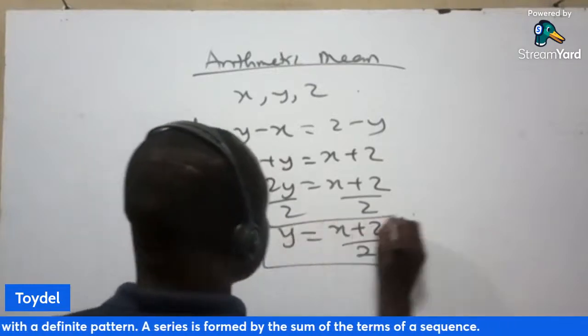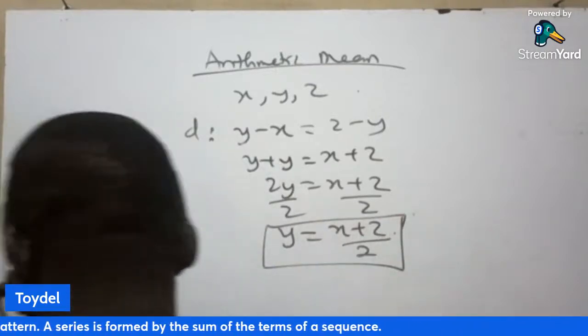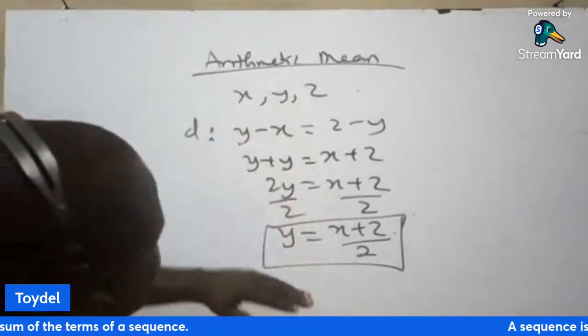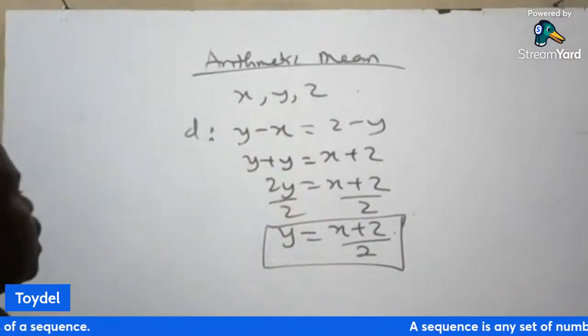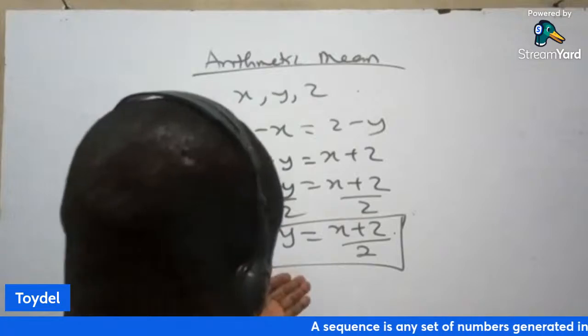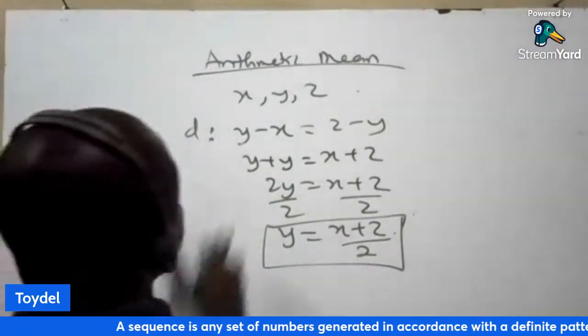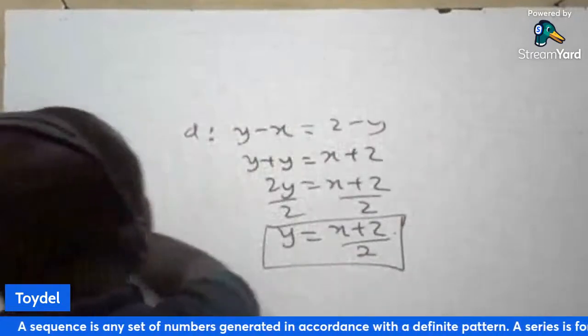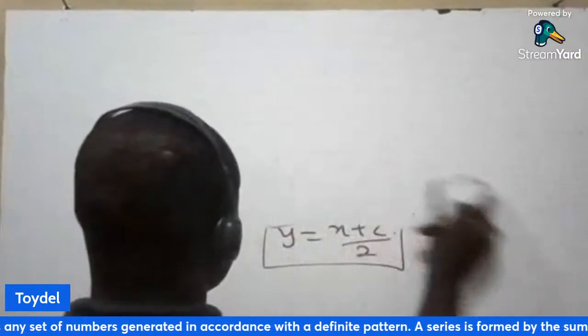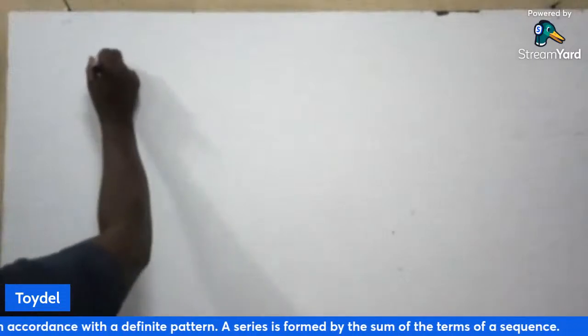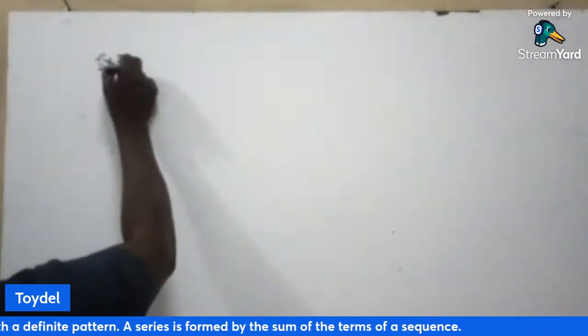So if you are given three consecutive terms of an AP, then if you have to find the arithmetic mean, this is the formula that you apply: Y is equal to X plus Z divided by 2. Let's just give one example on this before I move to geometric progression or exponential sequence.